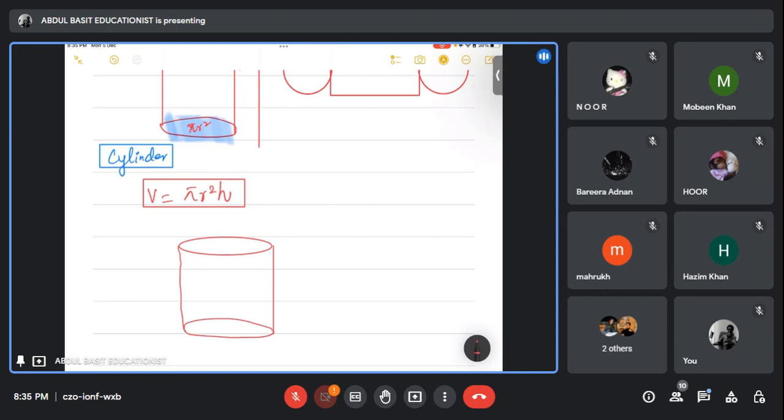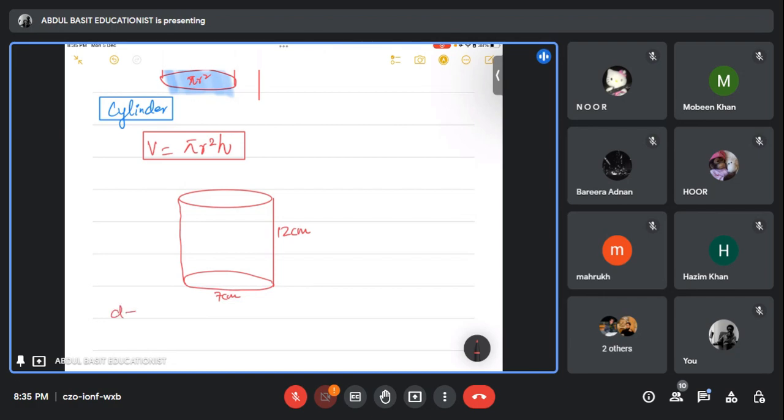According to the dimensions, I can see that the height of the glass is approximately 12 centimeters, and the diameter of the glass is approximately 7 centimeters. So we know that the radius would be half of the diameter, that is 3.5. Agree? So the volume of this glass would be pi r square h, where r is 3.5 and the height is 12.